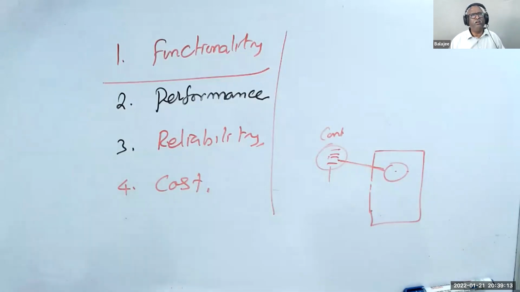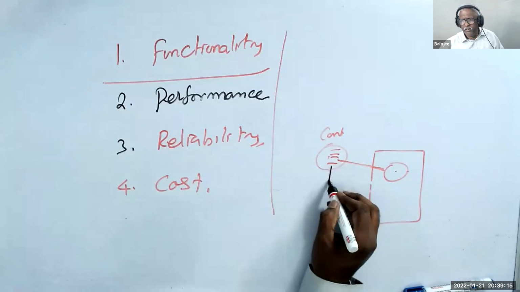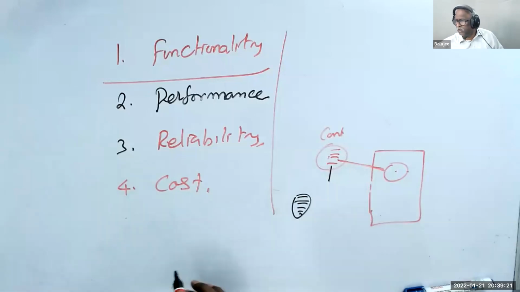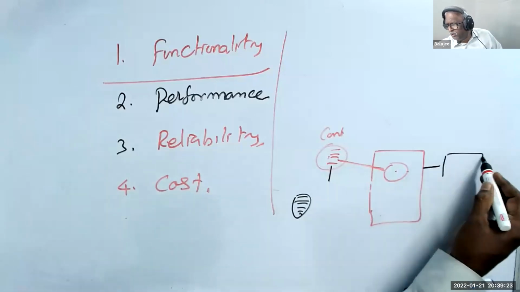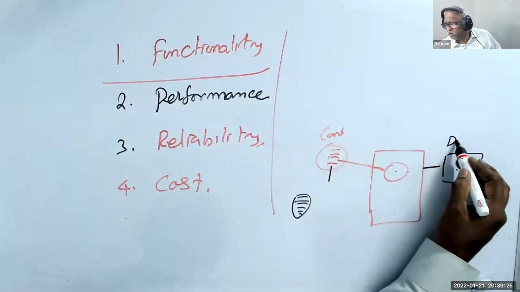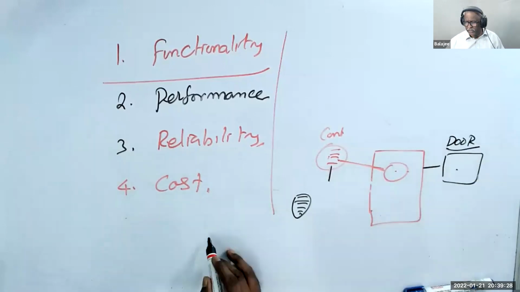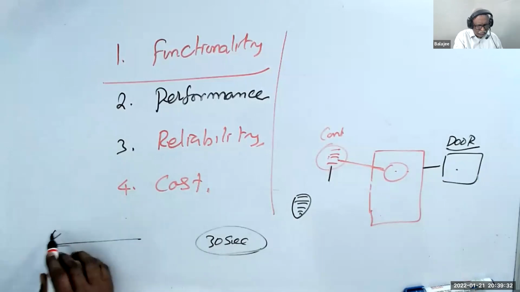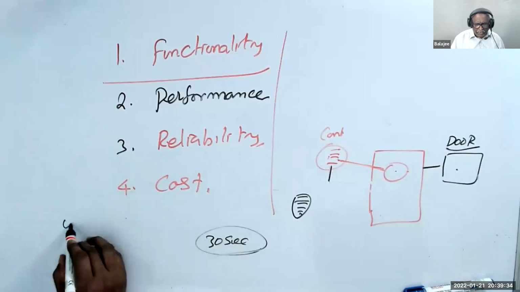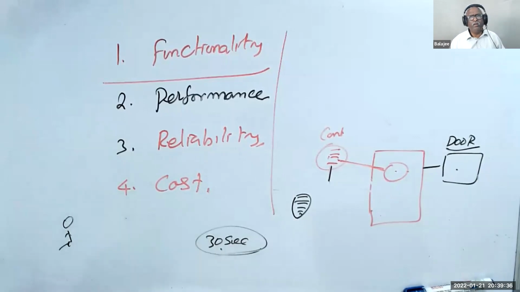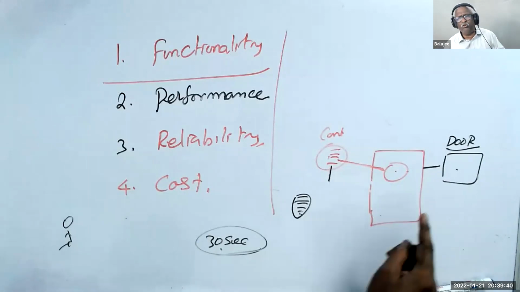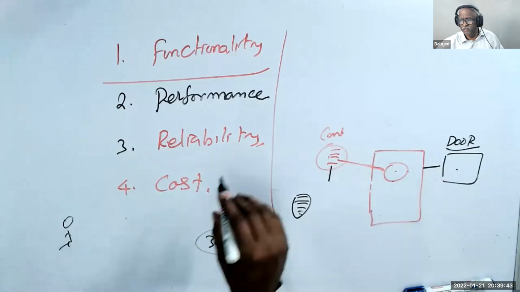Once you have done that, then they will tell you that, hey, when I put the fingerprint, you turn on the door after about 30 seconds. So a lot of people are waiting in the queue. Please understand, a lot of people are waiting in the queue because you are slow. Why is it taking so much time, Balaji? Can you make it faster? That is what performance is.